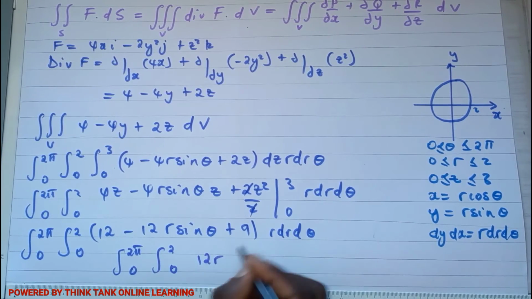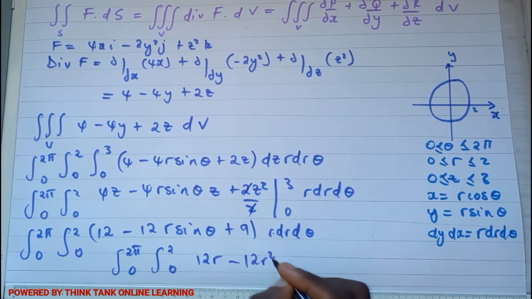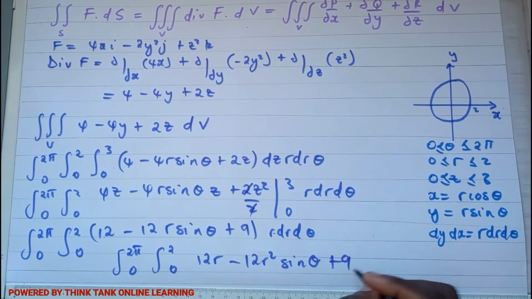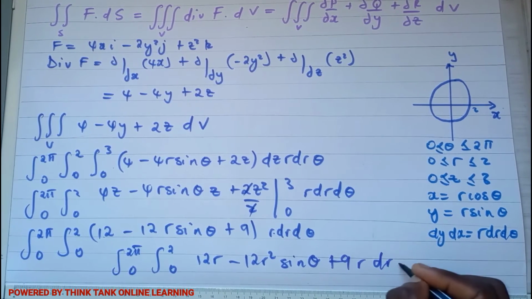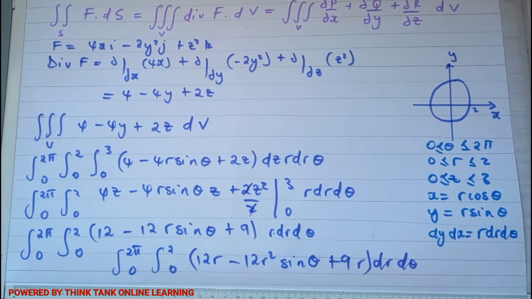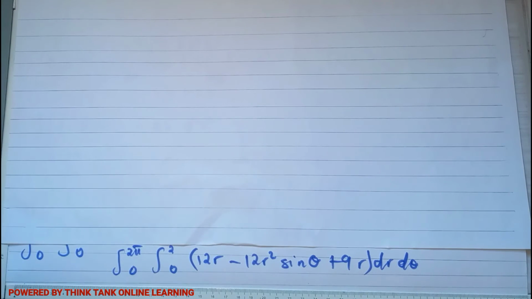So this is the integral of 12r times (12r minus 12r squared sine theta plus 9r) dr d theta. Okay, so this is what we're going to integrate. So I want to integrate here. We're integrating with respect to r, and we're going to treat theta as a constant. So you just add 1 to the power and divide by the new power.